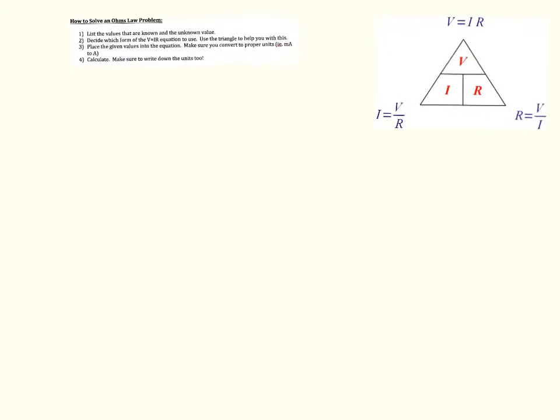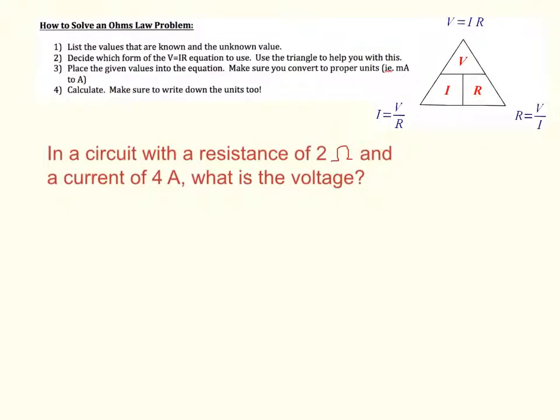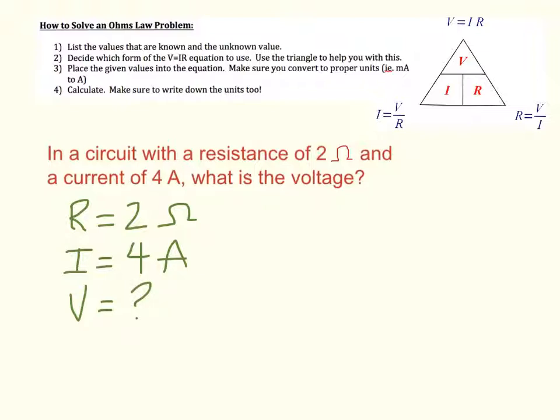So let's actually try this. Our question is, in a circuit with a resistance of 2 ohms and a current of 4 amps, what is the voltage? I'm going to list what I know first. Step 1, list the values that are known and the unknown value. First off, they give me R. R is 2 ohms. Next, they give me current. Current is symbolized by I, and that is 4 amps. Our last value, which is our unknown because they haven't given it to us and they've asked us what is the voltage. Voltage is a question mark.